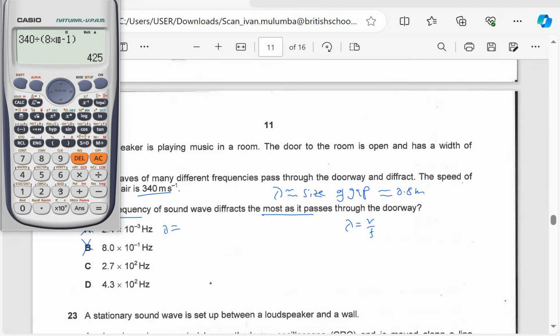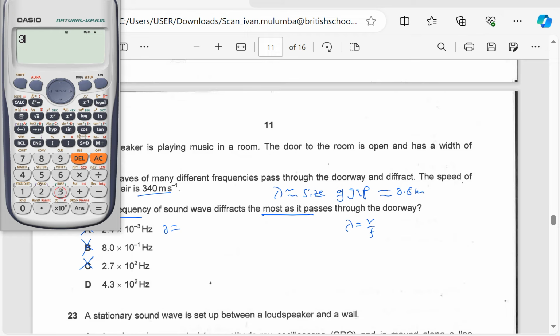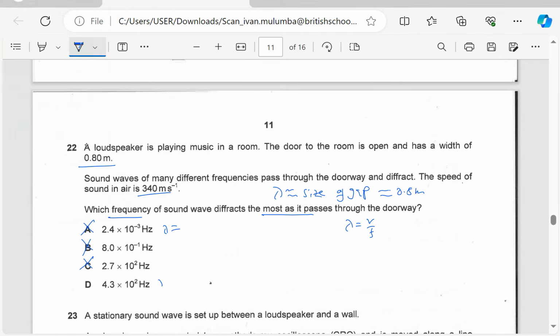Let's check the third one. 340 divided by 2.7 exponent 2. So this is also 1.25. I think it's also far from the answer. Let's check the next one. 340 divided by 4.3 exponent 2. So this is 0.79. So here the wavelength is 0.79, which is approximately 0.8. So diffraction will be maximum for this frequency here.